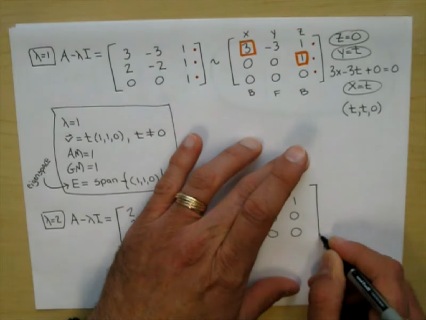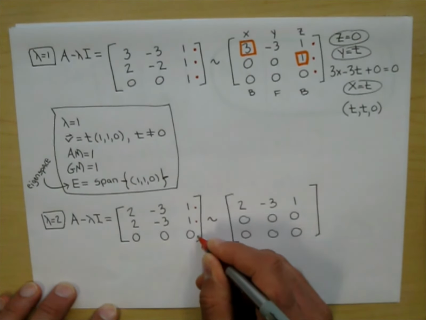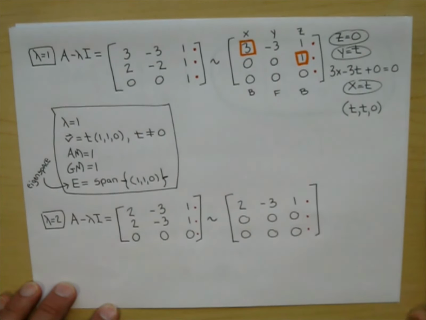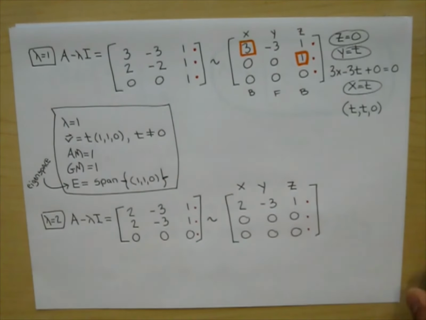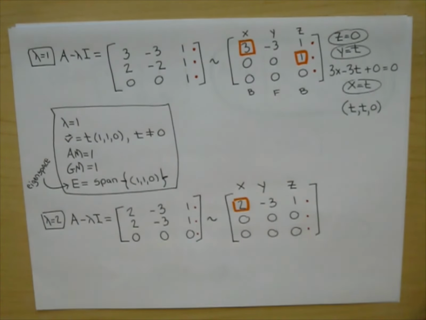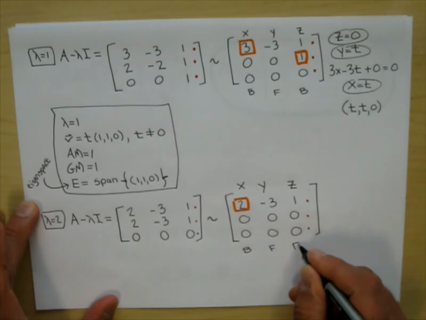Now, what am I trying to find on this original matrix here? I'm trying to find the null space. Okay, so I have another column of zeros. Here's x, here's y, here's z. The only one that is bound is x. So we have bound, free, free.